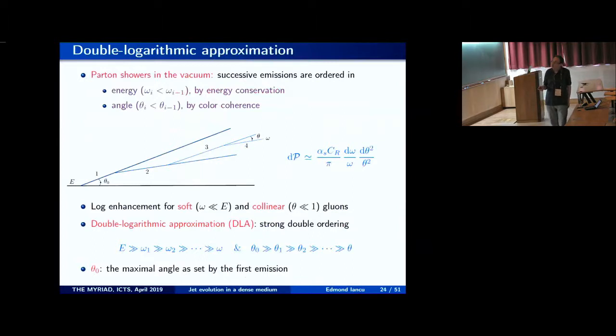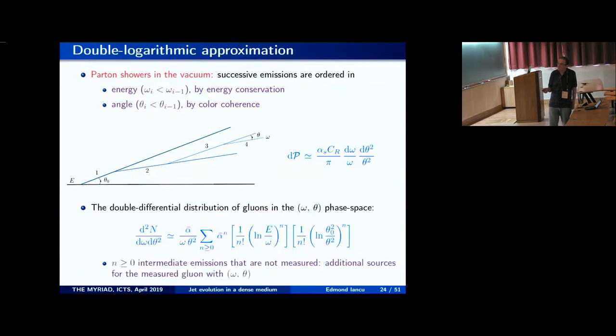Great. So that's a cartoon of a jet in the double logarithmic approximation. This looks like a lousy approximation, but that's the leading order picture of a jet in pQCD, so it's interesting. It's also interesting because it can be easily computed analytically. You want to measure the final gluon here with energy omega and angle theta. This final gluon can be created by direct emission by the leading particle. In that case, it's created with a probability alpha bar divided by omega theta squared.